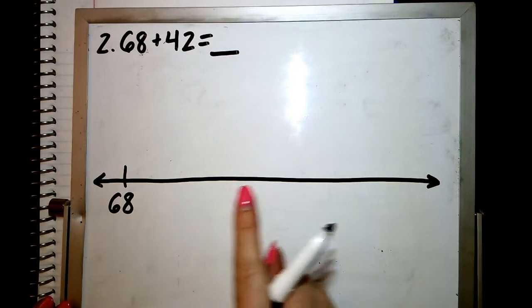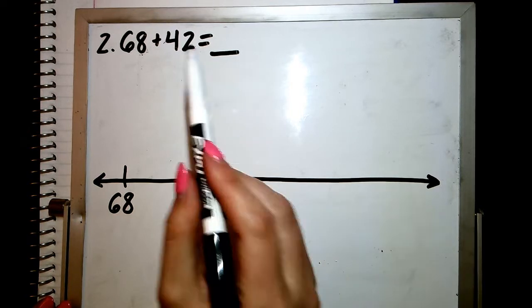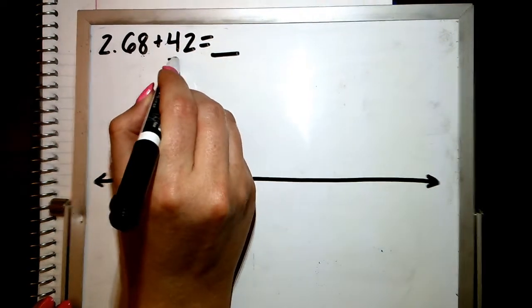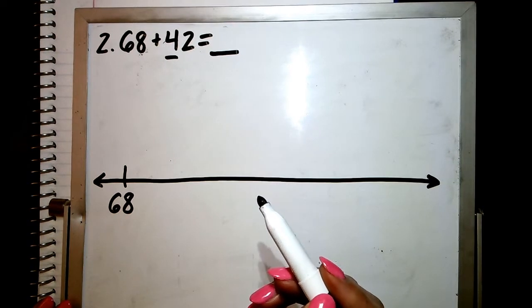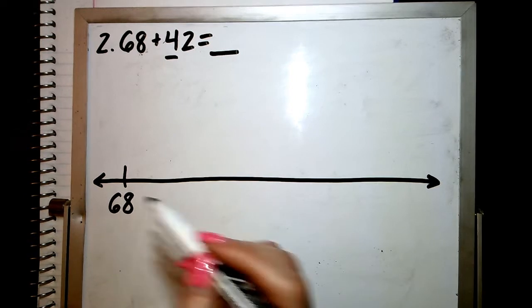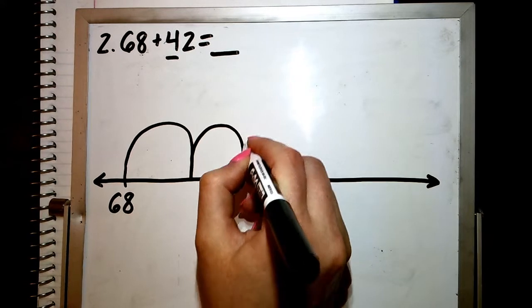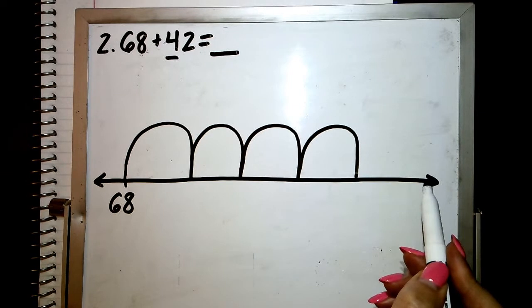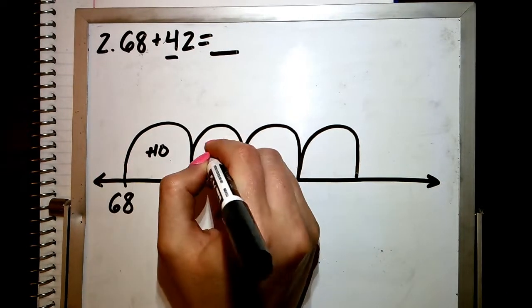Again, make sure you leave plenty of room going forward down our number line for your jumps. So we're adding 42. So I'm going to look at 42, and I see that there are 4 tens in the number 42, which means I can do 4 jumps of 10 because there's 4 groups of 10. So starting at 68, 1, 2, 3, 4. See why it was so important for me to leave plenty of space? I hardly have any left. All right, so there's our 4 jumps of 10.